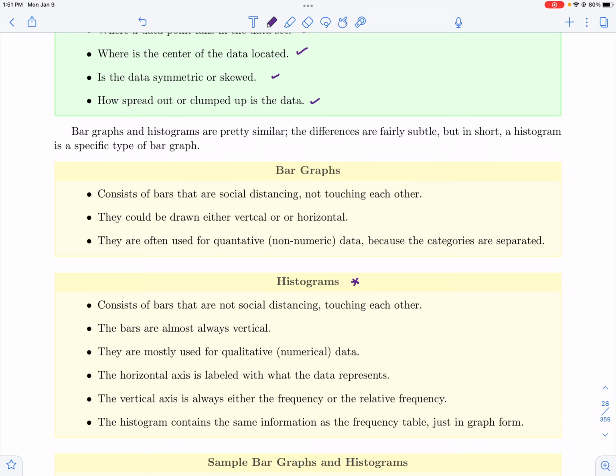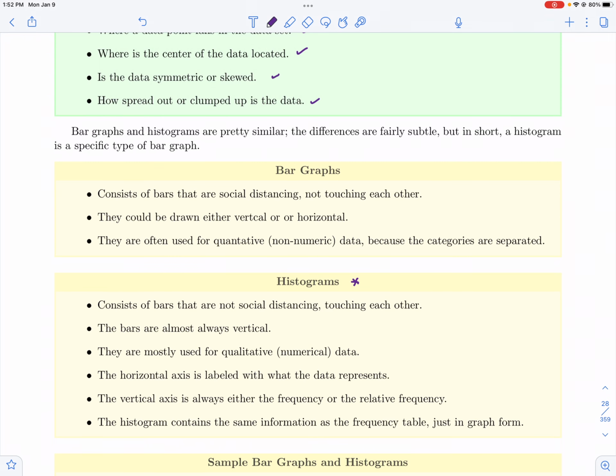One of the reasons that they don't touch is because bar graphs are typically dealing with discrete data. So we're looking at how many things are in set 1, how many things are in set 2, stuff like that, and there's an automatic separation between them to begin with. They can be drawn either vertical or horizontal. And they're often used for quantitative non-numeric data because again, the categories are separated.